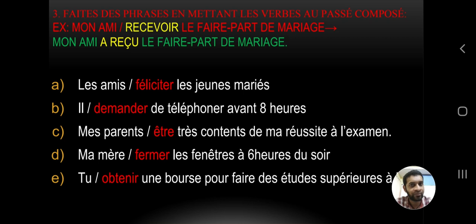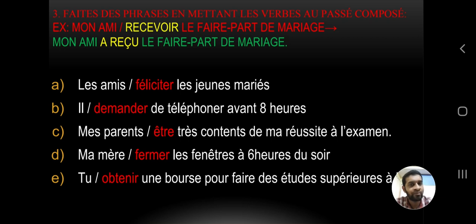So second one, il demander de téléphoner avant 8 heures. He asked to make a call before 8 o'clock. That's how you have to make it. Il a demandé. It's an ER ending verb. You cut the R, add an accent. With D, you just have two verbs in Dr. Mrs. Van der Tram's, devenir and descendre, not demander. So we conjugate with avoir. Il a demandé de téléphoner avant 8 heures.